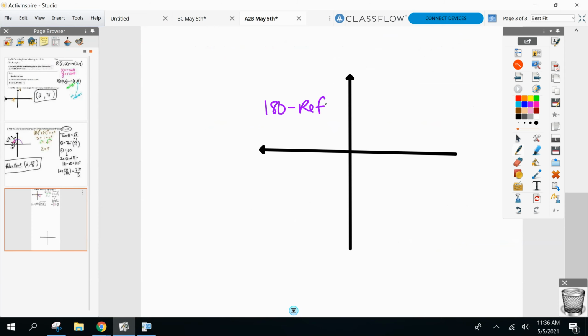Third quadrant is where kids have the most trouble. It's 180 plus your reference angle if you're in quadrant 3. And then finally, we just did this in quad 4. You do 360 minus the reference angle.